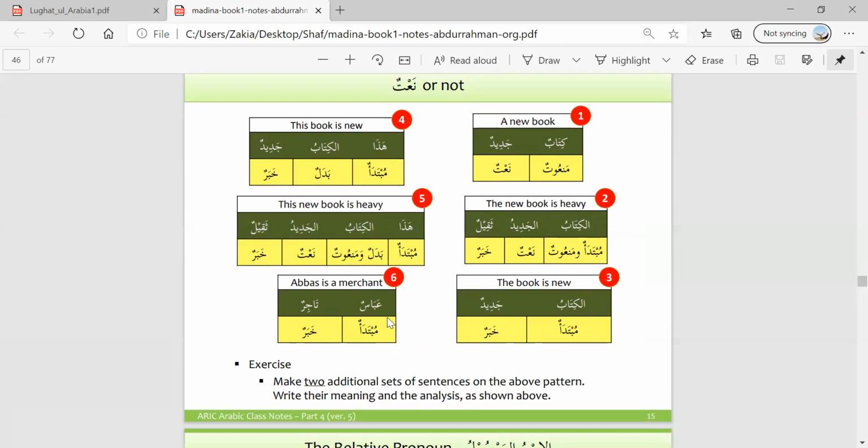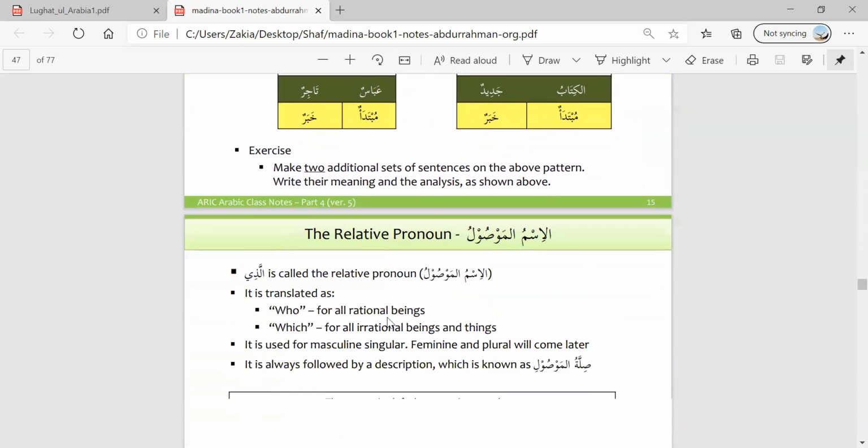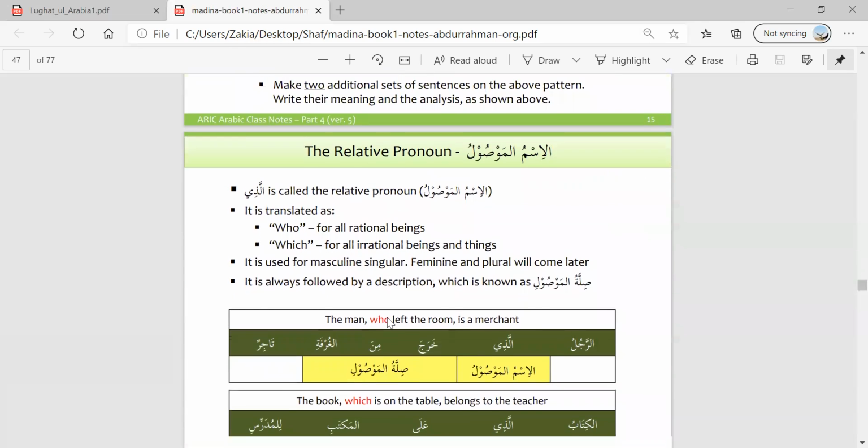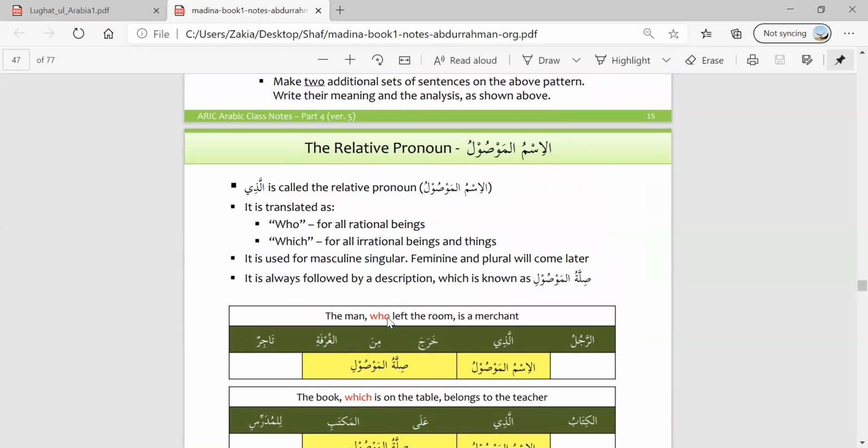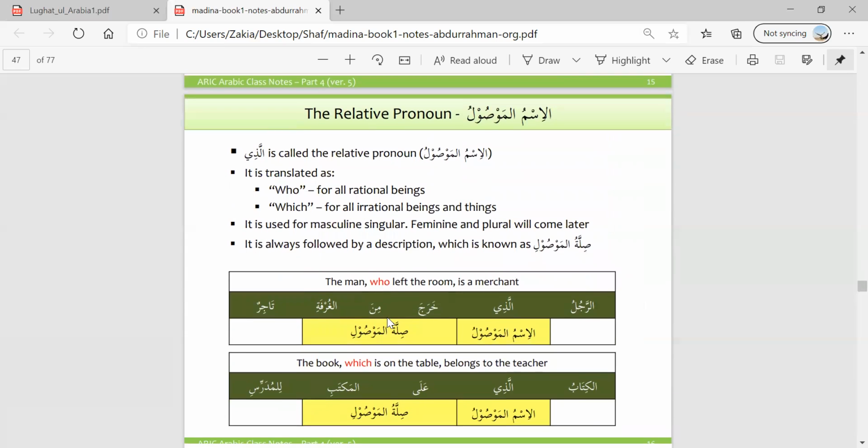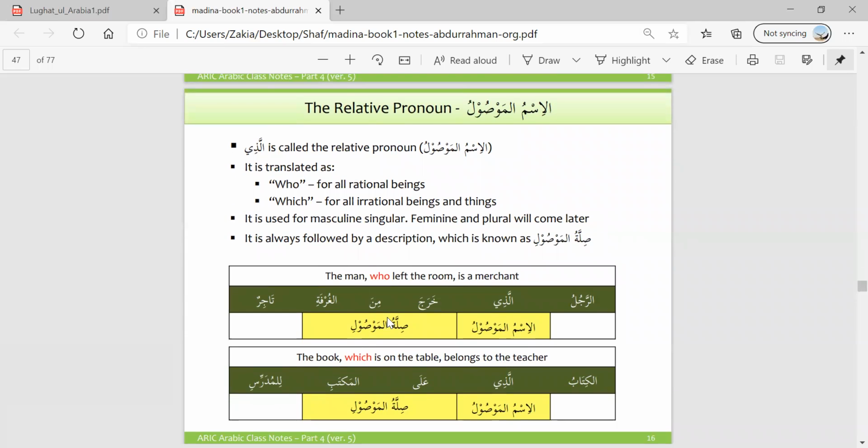Al-kitabu jadidun, again, is mubtada and khabar and not nat. So nat is a qualifying adjective that qualifies the noun that precedes it. The relative pronoun, al-ismu mawsul. Okay, alladhi is called the relative pronoun, and there are dual and plural forms. Inshallah, we'll go through those at a later date.